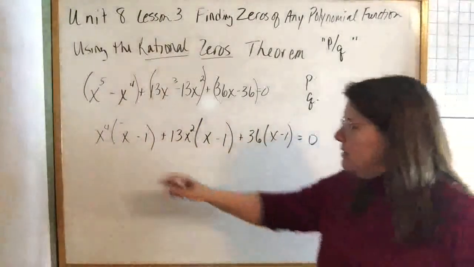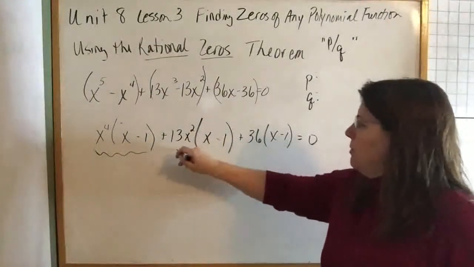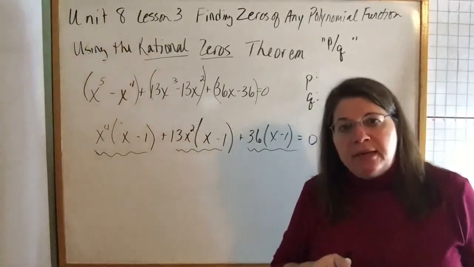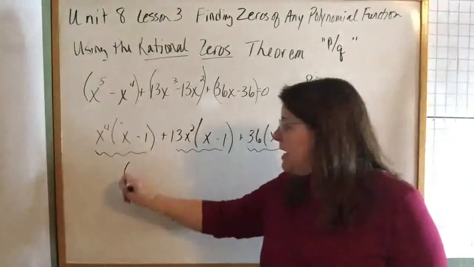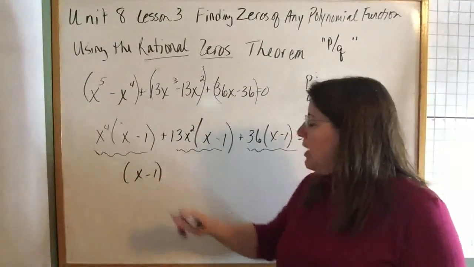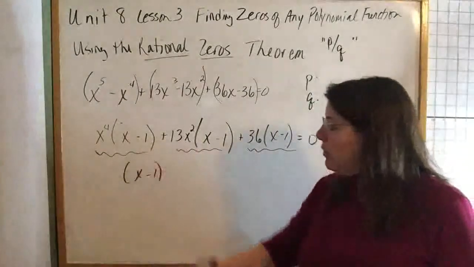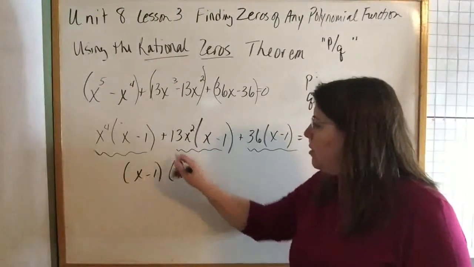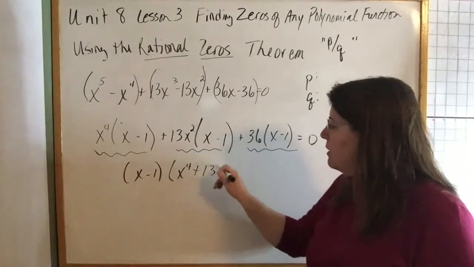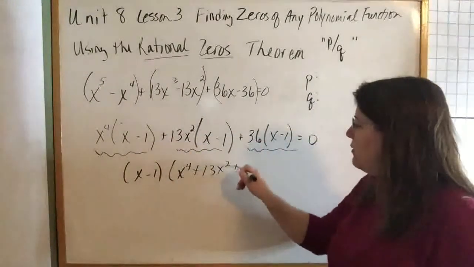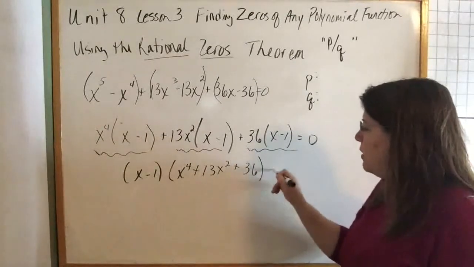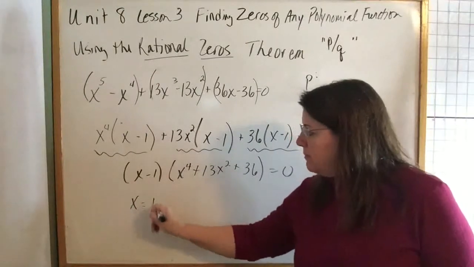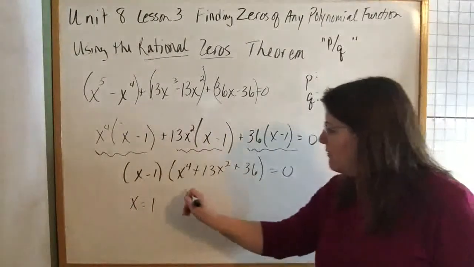Then, looking at this, that's the first term, there's the second term, there's the third term. Is there anything they all 3 have in common? Hopefully you're looking at that saying yes, an x minus 1. So I can bring an x minus 1 out of all 3 of those terms, leaving me with x to the fourth plus 13x squared plus 36 equals 0. At this point, I set each of them equal to 0. That's x equals 1. For this one, I can factor.